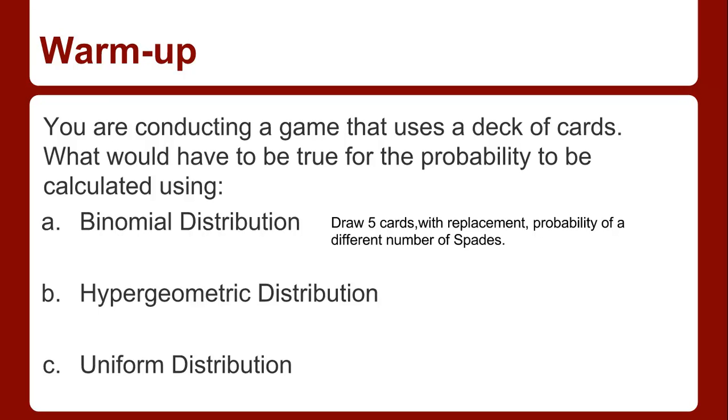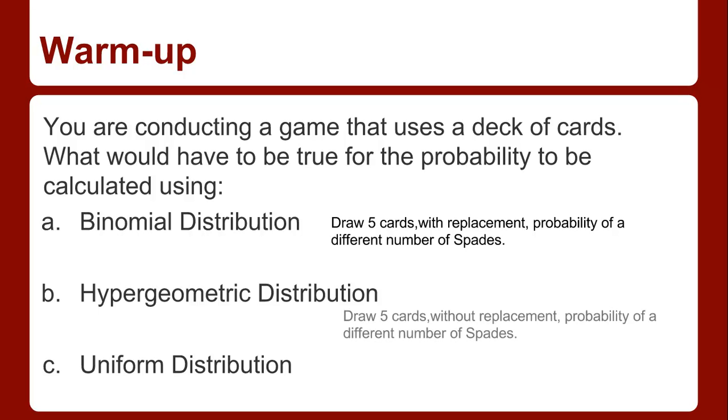But the key here is the replacement. The probability is the exact same every time. So that actually has to be true to be using a binomial. The probability of a spade is the exact same every time: 13 out of 52 or 1 out of 4.